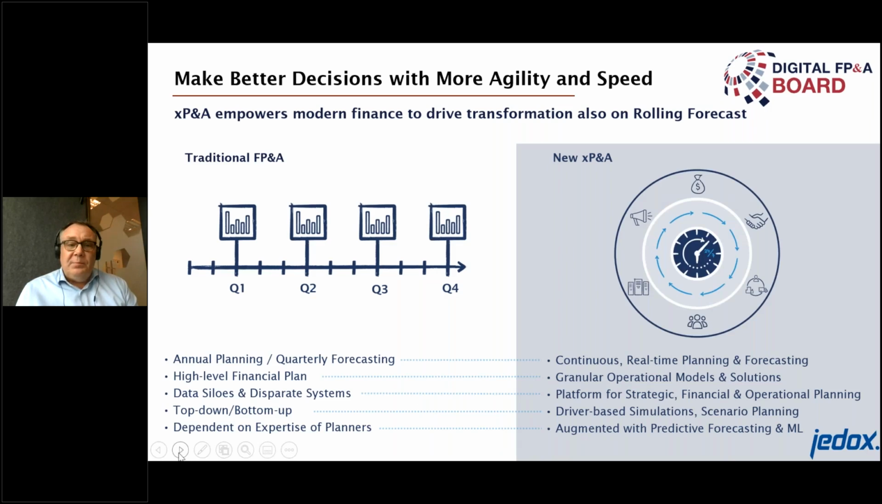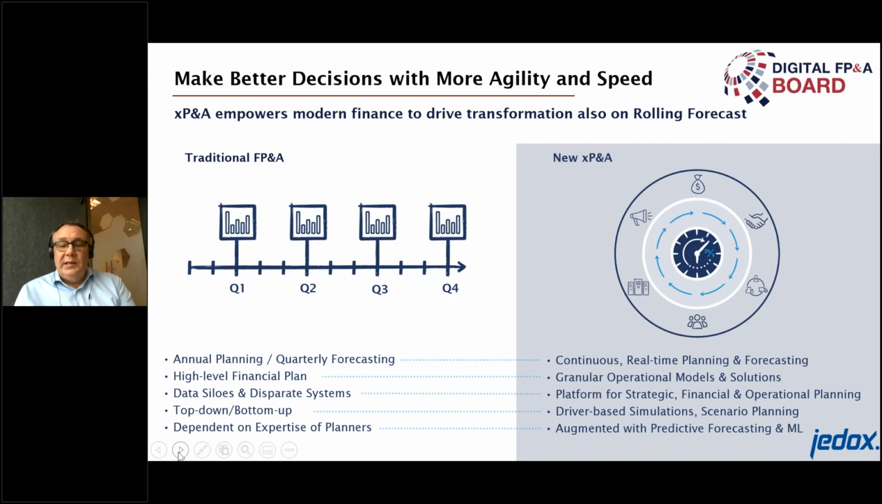So when we talk about making better decisions with more agility and speed: when I started 25 years ago, we had a very rigid top-down approach. That was the main thing in FP&A. Then we came to traditional FP&A, with annual planning, quarterly forecasting, top-down and bottom-up, enabled by Excel environments. But the new era is now coming with xP&A. It's business partnering. The CFO in the Office of Finance is helping other departments in the organization to understand their drivers. So we want to go from annual planning to continuous, and we heard that from Navin and Anand.